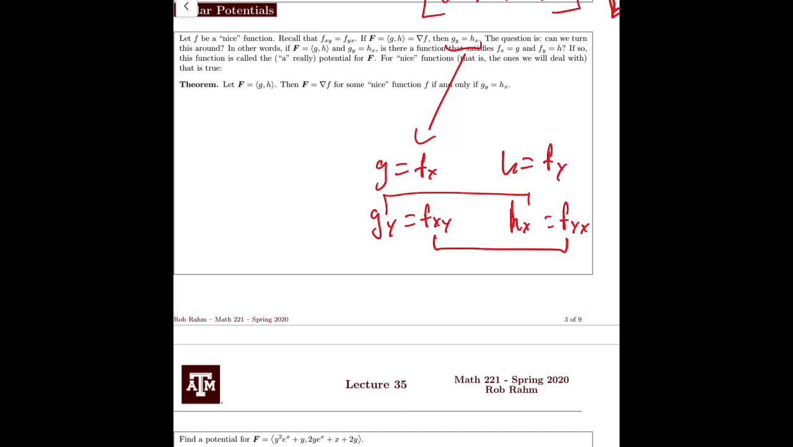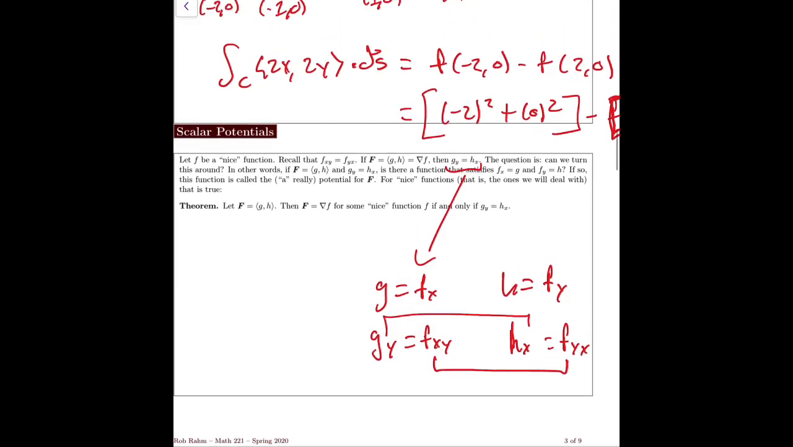And what the theorem says is that if we have a vector field F and its components are g and h, then F is equal to the gradient of f for some nice function f, if and only if the y derivative of g is equal to the x derivative of h. And we're going to prove this in the next video, but this is an incredibly useful theorem.